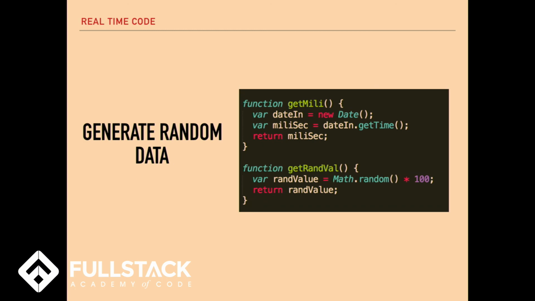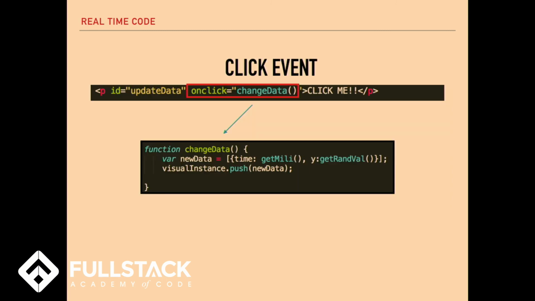And then I also have two helper methods. My first function, getMilli, returns the current date in milliseconds. And the second function just returns a random value. So for that coordinate, the time and the Y value, these are just helper functions. I also included another element that when you click it, it calls this function, and this is what's going to push in new data. So I create my new data using those helper functions, and then I'm pushing the new data to my original instance.